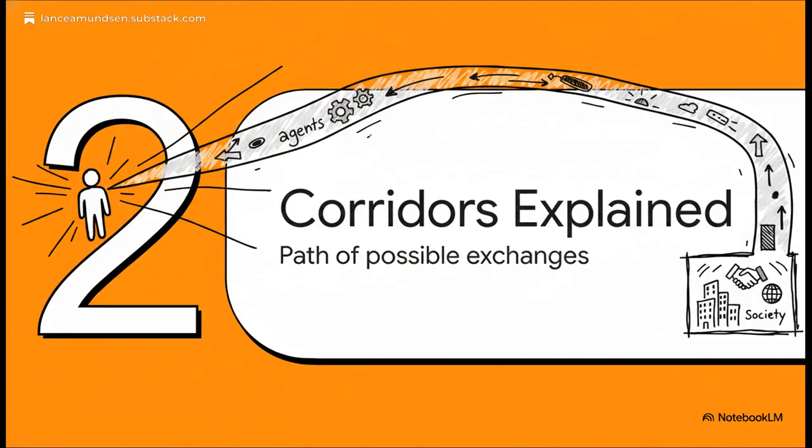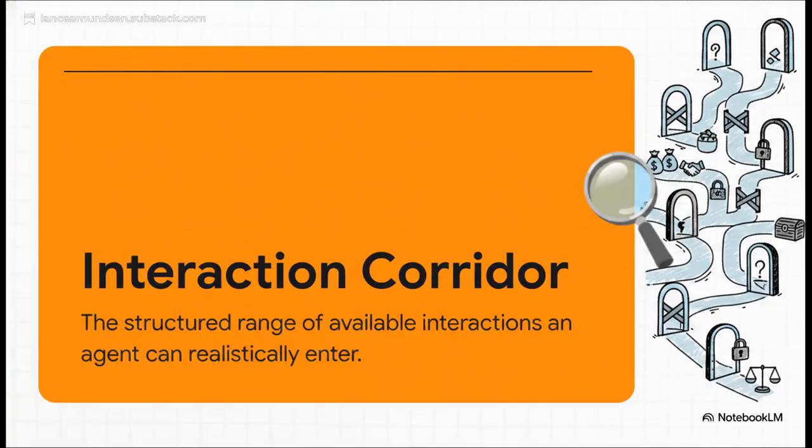Let's move on to Section 2, Interaction Corridors Explained. So because productive power doesn't just sit in a vacuum, it fundamentally dictates how you interact with society. And that brings us to this idea of the interaction corridor. An interaction corridor is basically the structured range of possible exchanges available to you. The absolute key insight here is that people don't just have different amounts of money or resources. They actually face entirely different sets of doors and pathways.